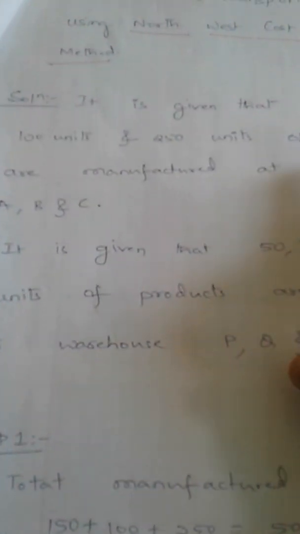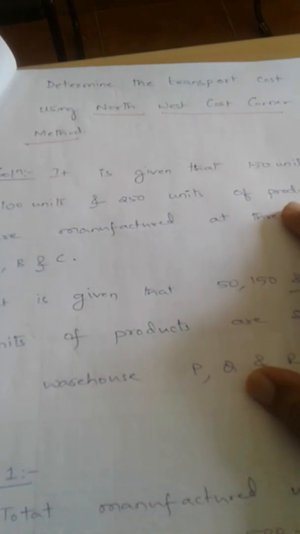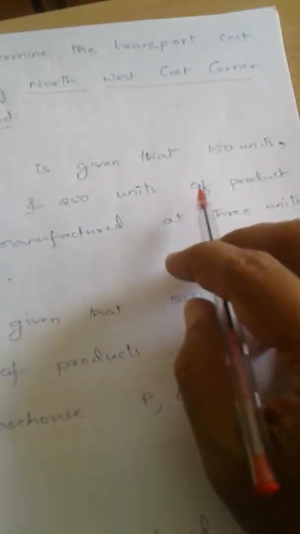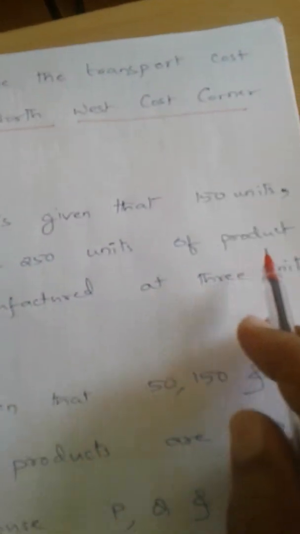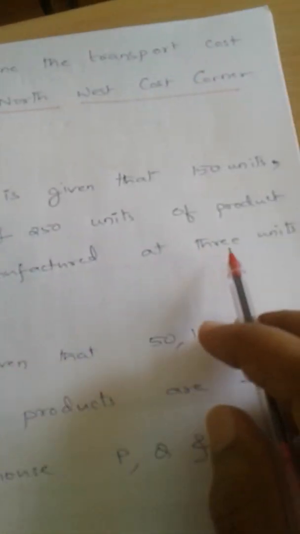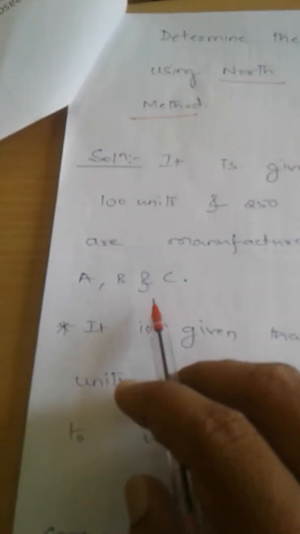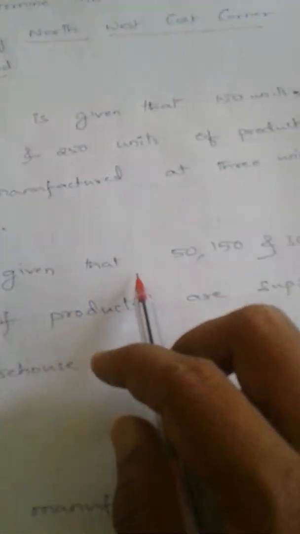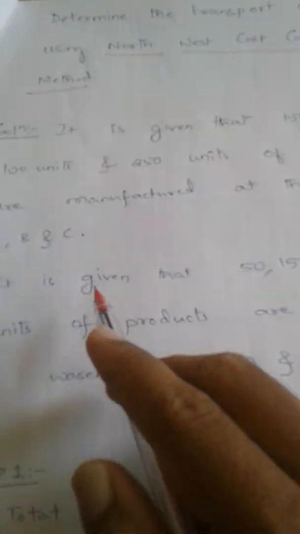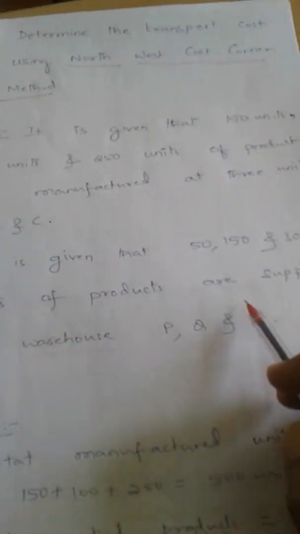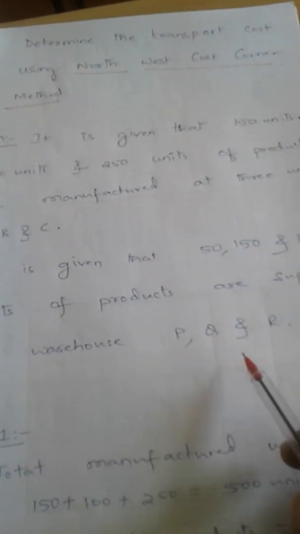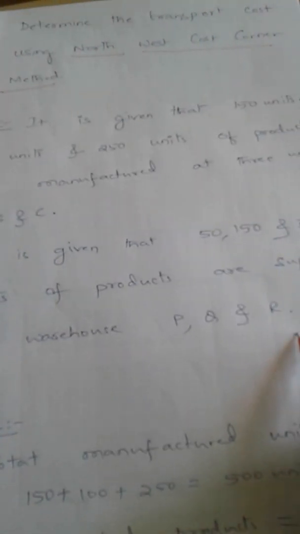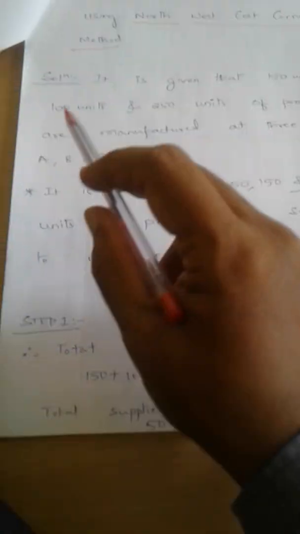Now we will just go to the solution. It is given that 150 units, 100 units and 250 units of the products are manufactured at 3 units, that is 3 manufacturing units A, B and C. It is also given that 50, 150 and 300 units of product are required at warehouse P, Q and R. So this is the given data.